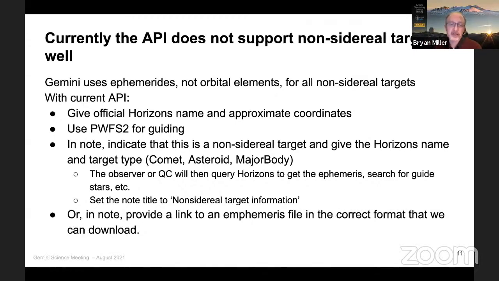So a few workarounds, in case you're going to use this for non-sidereal targets, would be basically, in the target, give the Horizons name and give some approximate coordinates to use for selecting guide stars. You need to use PWFS2 for guiding. In the note, you could put the Horizons name and the target type. So then either the observer or the QC could do the Horizons query to get the ephemeris and then search for guide stars and so on. And just be sure that the observer knows that it's a non-sidereal target. You could also use the note to put a URL, a link to any ephemeris file, so the observer or QC could download that and get it into our system.